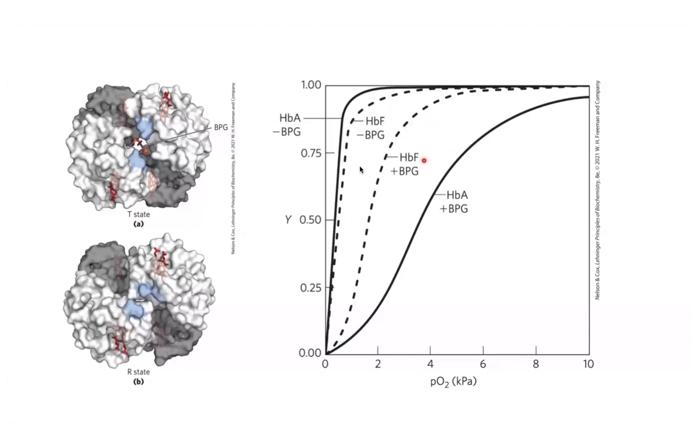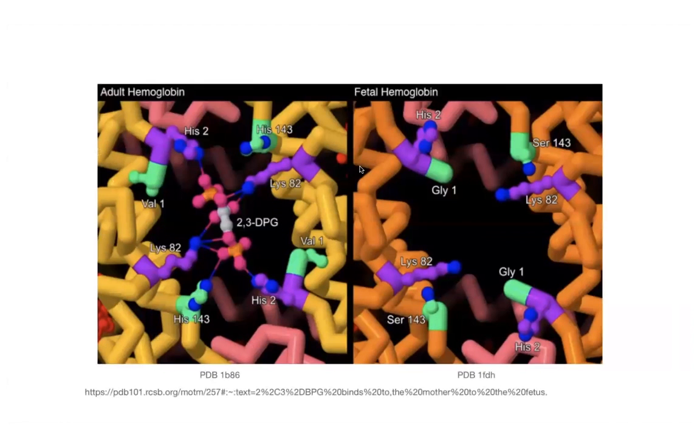Okay, so HbF just stands for fetal hemoglobin, versus HbA, which is the adult hemoglobin. So you can see that fetal hemoglobin has a higher affinity for oxygen to start with. And it's less affected by the BPG than the adult hemoglobin is. And this is because you're not forming those salt bridge interactions, because there are amino acid differences in those sites, the different versions of the hemoglobin chains.